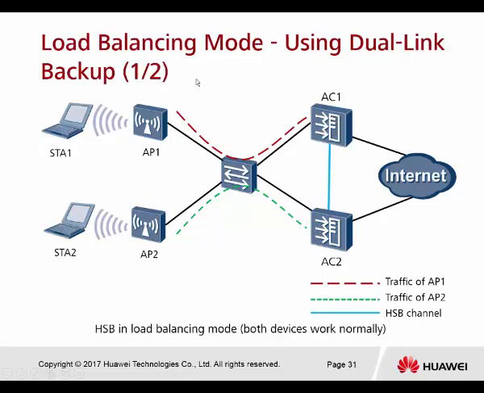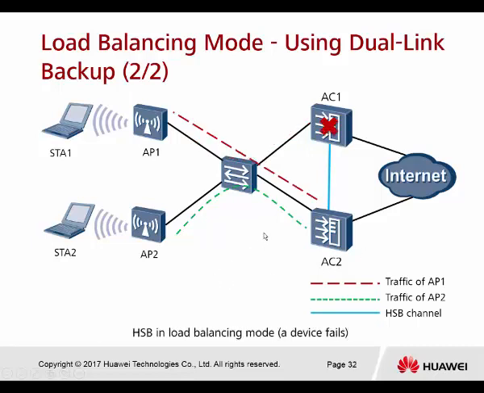Then the next one, the load balancing mode. The load balancing mode can split the traffic, like AP number 1 will connect to AC number 1, and AP number 2 will connect and form the CAPWAP tunnel with AC number 2. So with this deployment, you have load balancing. And you don't need to worry that AC number 2 is just put there as a standby and becomes underutilized. This is something we don't want to see. You want to make both ACs perform, so we can use load balancing here. AP 1 is managed by AC number 1, AP 2 is managed by AC number 2.